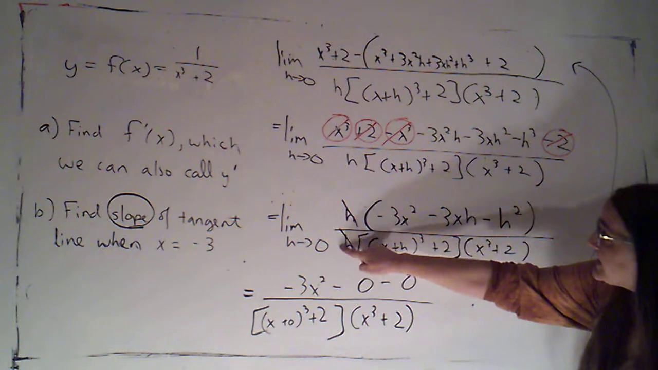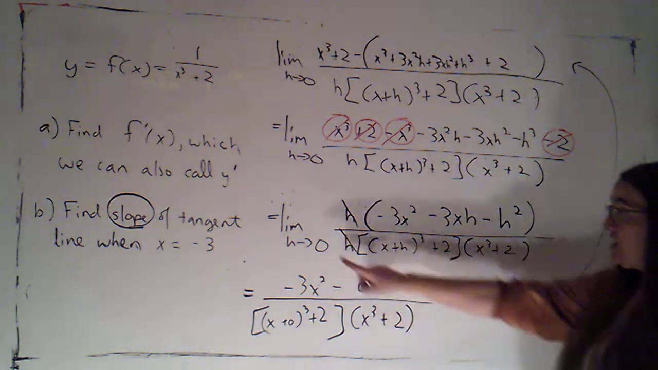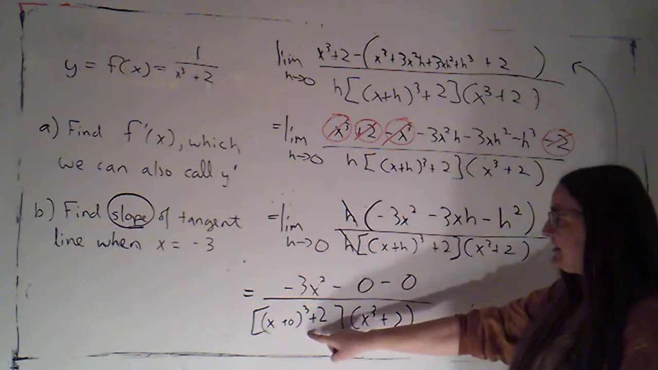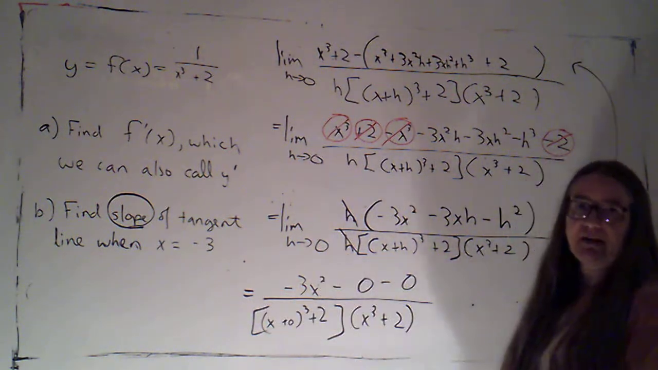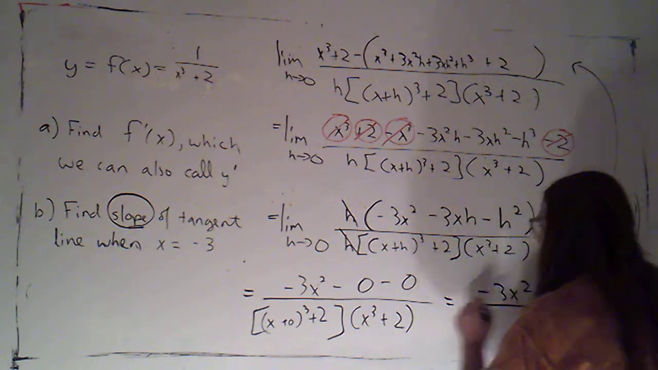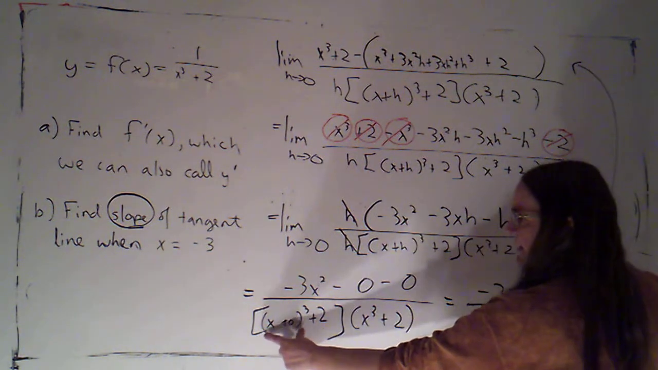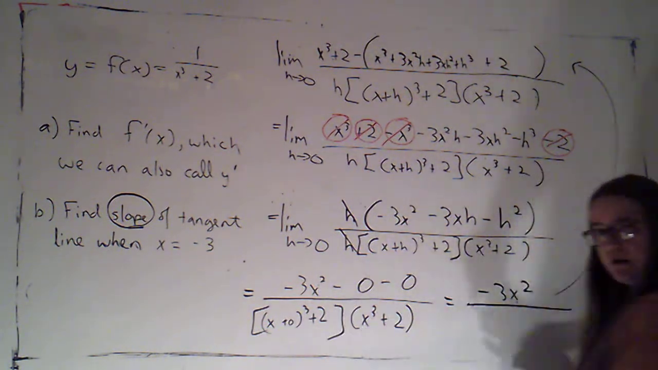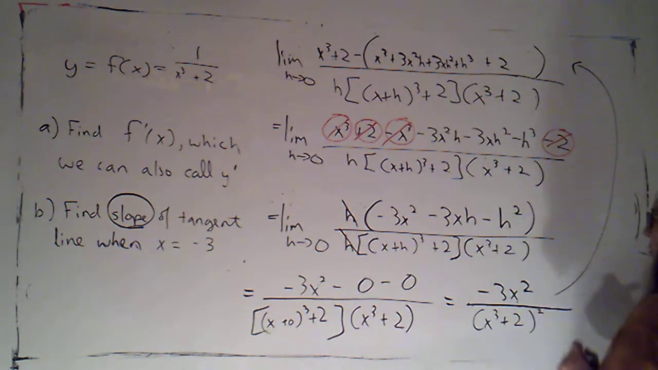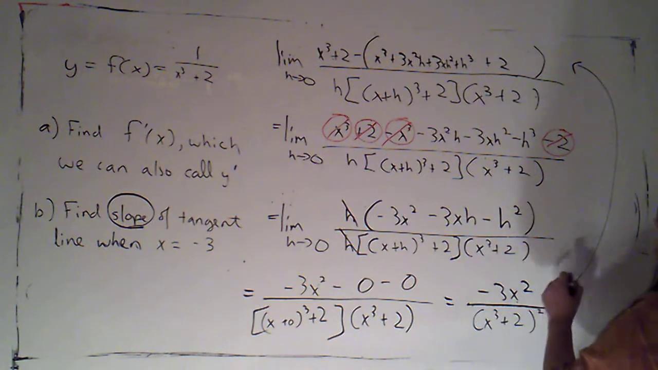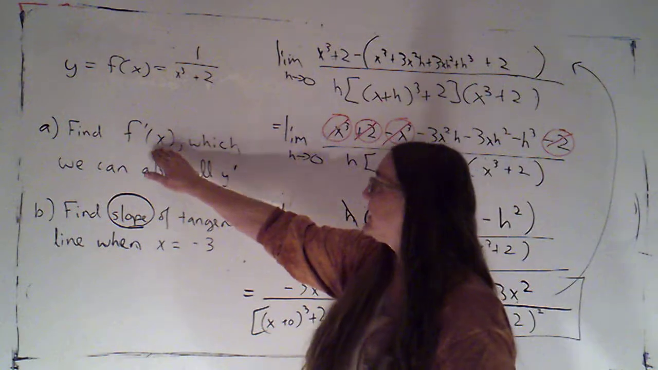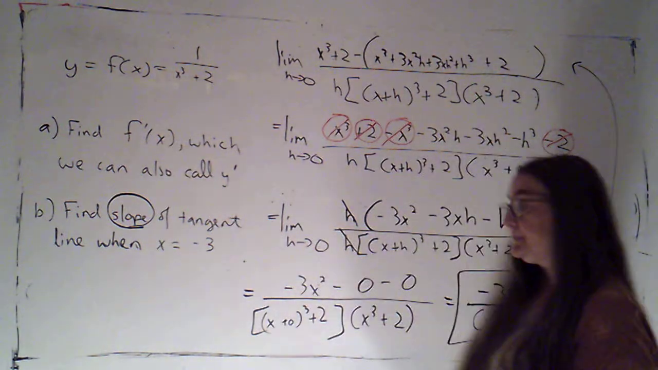Notice, as long as I still had h's in my expression, I was writing the word limit as h goes to 0. Once I plugged in 0, I was able to drop the word limit. Okay. So I've got negative 3x squared over, notice this just becomes x cubed plus 2, and then I've got another x cubed plus 2. That's (x cubed plus 2) quantity squared. So that is my formula for f prime of x, or equivalently y prime.